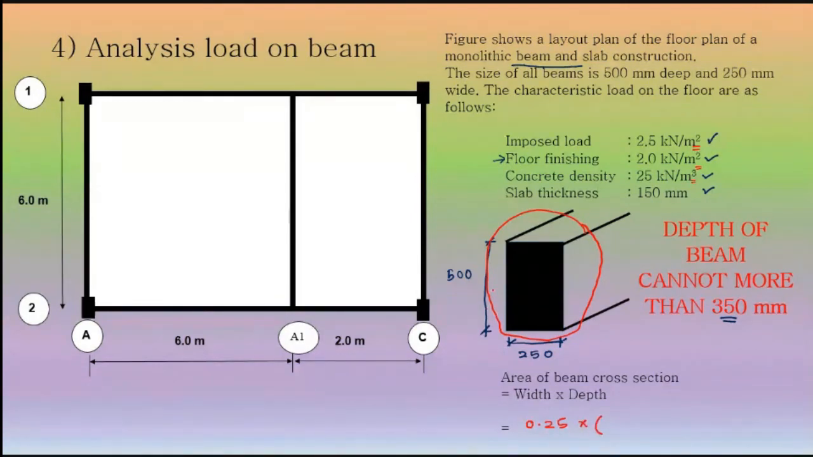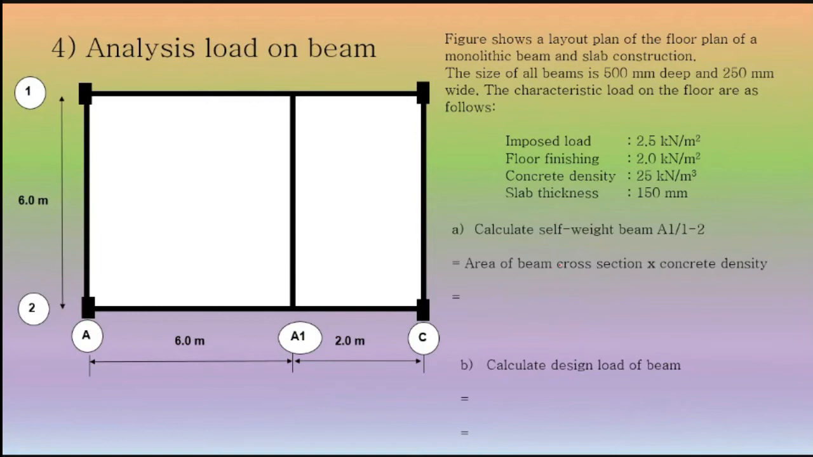Okay, depth tadi 500. So 0.5 kena tolak dengan slab thickness 0.15. Okay, kita tolak dengan slab thickness 0.15. So berapa you dapat guys? Area of beam. Berapa dapat area of beam? 0.0875. Kita ambil 3 je lah. 0.088 meter square. Okay, settle. Ingat kita dah dapat area of beam cross section 0.088.